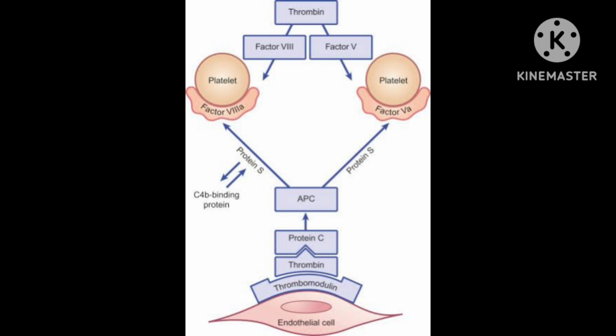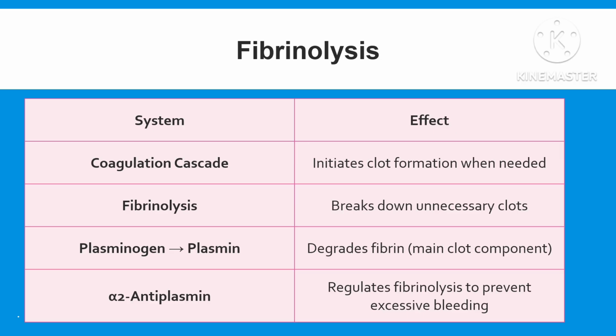And the anticoagulants which are activated when they're required are protein C and protein S. They're activated by the thrombin and thrombomodulin complex to degrade factor 5A and 8A. Plasminogen activators convert plasminogen to plasmin, which degrades fibrin, but only when the clot breakdown is required. Plasmin also remains inactive until it is needed for fibrinolysis.